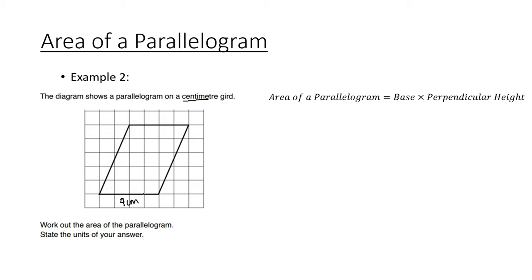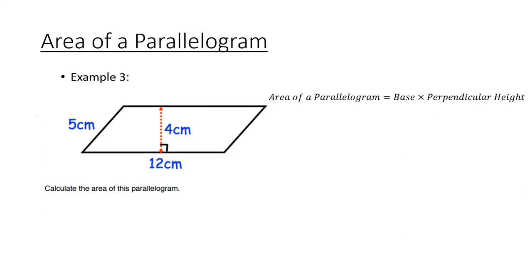Remember, straight up. So 1, 2, 3, 4, 5 going upwards. 5 centimeters. So our base is 4 multiplied by our perpendicular height of 5 centimeters, and that will give us an answer of 20 centimeters squared.